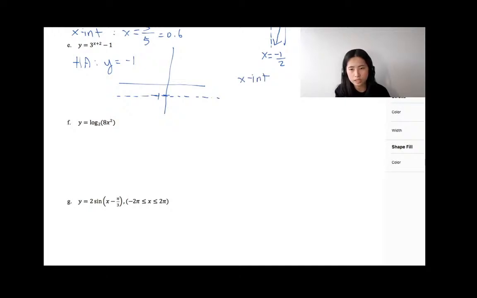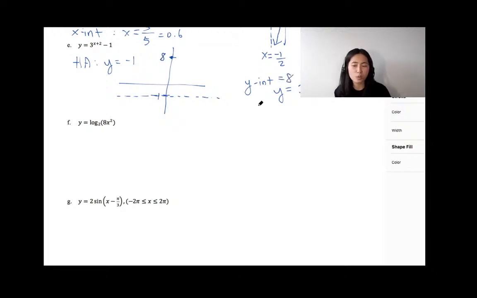Let's find the y-intercept first, because all we have to do is plug in 0 whenever you see an x. So the y-intercept would simply be y is equal to 3 raised to the power of 0 plus 2, minus 1. So 3 raised to the power of 0 plus 2 is 9. 9 minus 1 is 8. So your y-intercept is 8. So that's here. Maybe I can just write that here. Okay, you guys get the point.